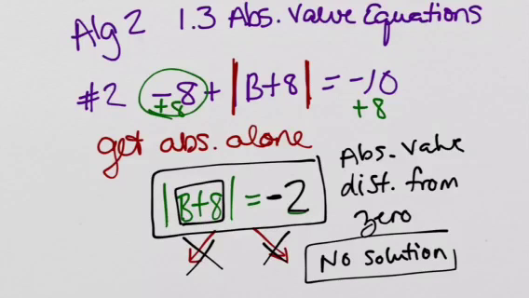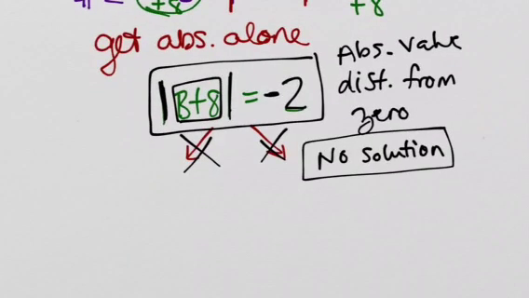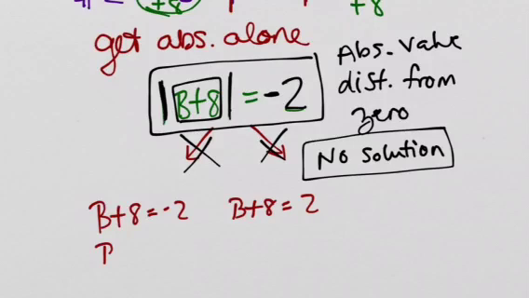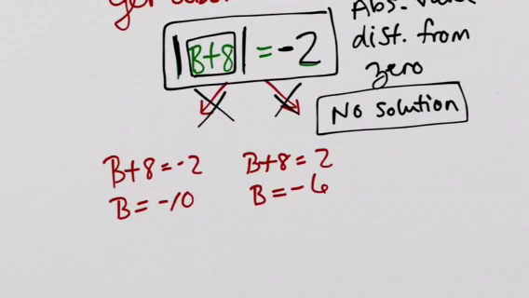The absolute value, when it's alone like it is right here, cannot equal a negative number. Let's pretend though that we didn't notice that, and see what this looks like. I would say b plus 8 equals -2 and b plus 8 equals +2. So if I subtract 8 from both sides, I get b equals -10, and if I subtract 8 from both sides of the other, b equals -6. Well, what happens when I plug this in?